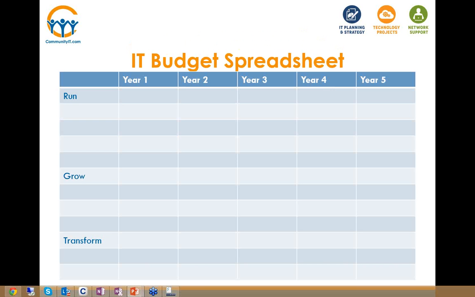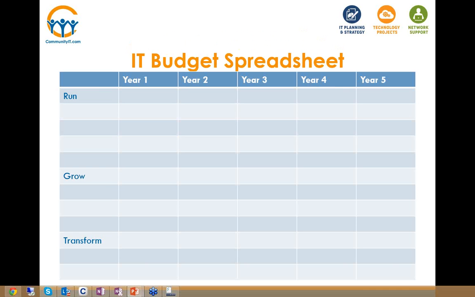And so again, the way that this can look in spreadsheet form is this. You have your Run operational expenses, you have your Grow expenses, you have your Transform expenses. And I like to look at this over a 5-year period, primarily because you get to see the cost of your initial investment, whether that be in a new server, a new service, new workstations, new hardware, whatever that may be. But then you also get to see what that cost looks like whenever it's time to replace those assets, 3, 4, 5 years down the road.